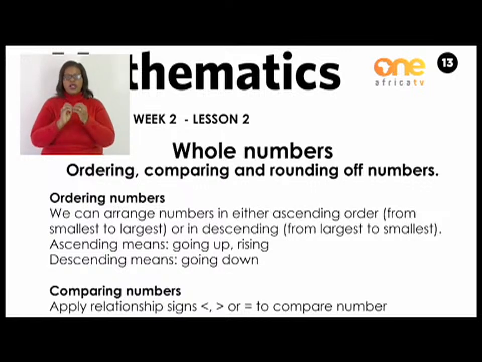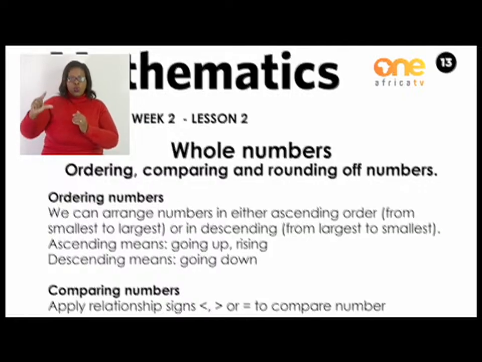We can arrange numbers in either ascending order, from smallest to largest, or in descending order, which is from the largest to the smallest. In short, ascending order means going up or rising. Descending order means going down.